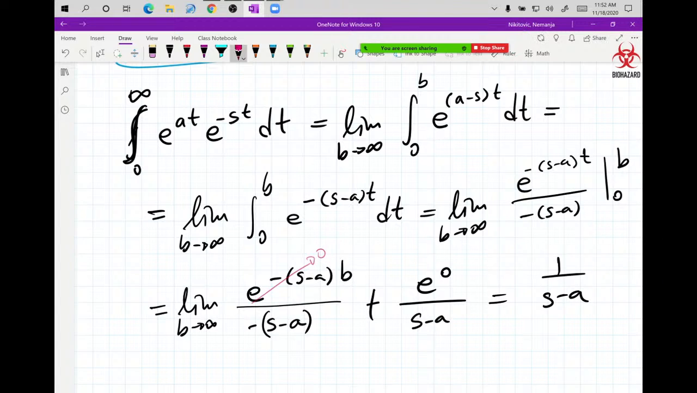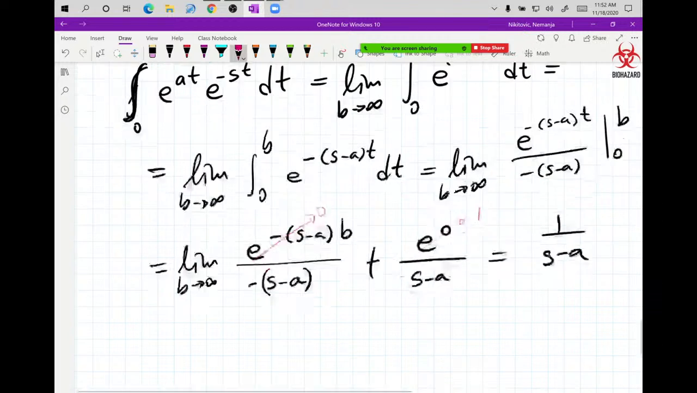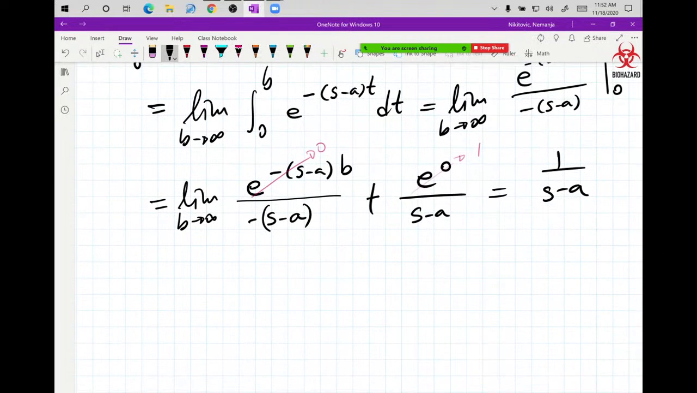That part goes to 0, e to the negative b goes to 0, and s minus a is just a number. So that goes to 0, and e to the 0 goes to 1, so 1 over s minus a. So this is a cheap Laplace transformation, and it's used very, very easily.